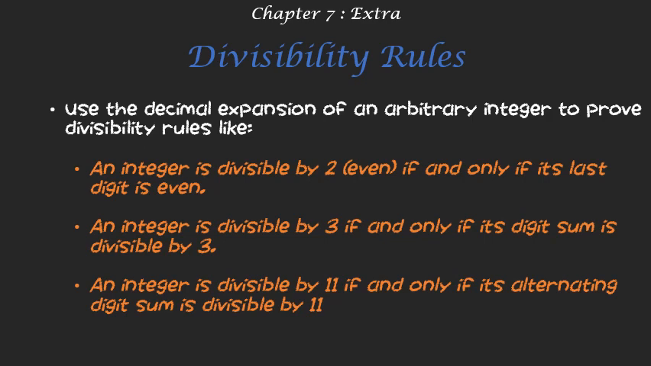And you likely don't know this divisibility by 11 one. This one's pretty interesting. An integer is divisible by 11 if and only if its alternating digit sum is also divisible by 11. So similar with 3, but this time an alternating digit sum. So we'll learn what all these things mean, and we'll prove these results.